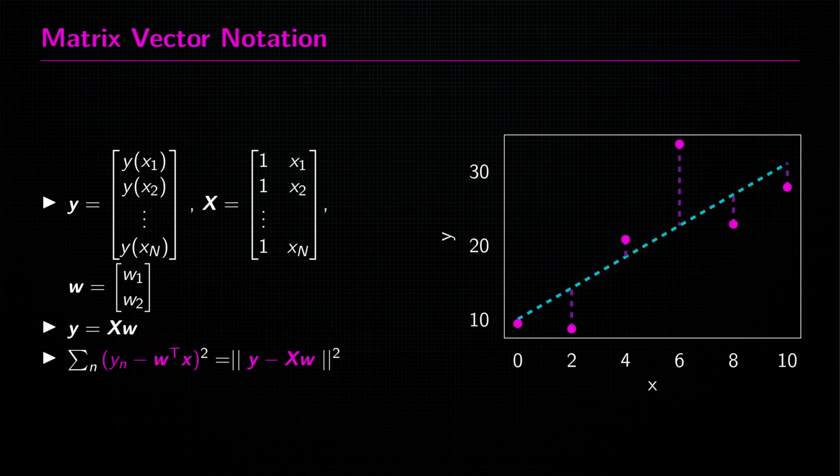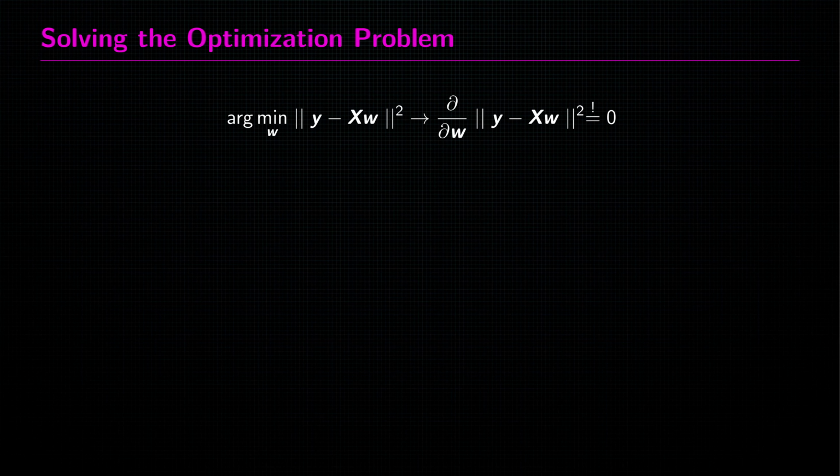Similarly, the square error can be represented by the Euclidean norm of the differences between the vector y and our model X times w. Since we want to find our model parameters w that minimize our chosen metric, the square error, this becomes an optimization problem. To solve it, we differentiate the cost function with respect to the parameters to be found and set it to 0 to find the extreme value.